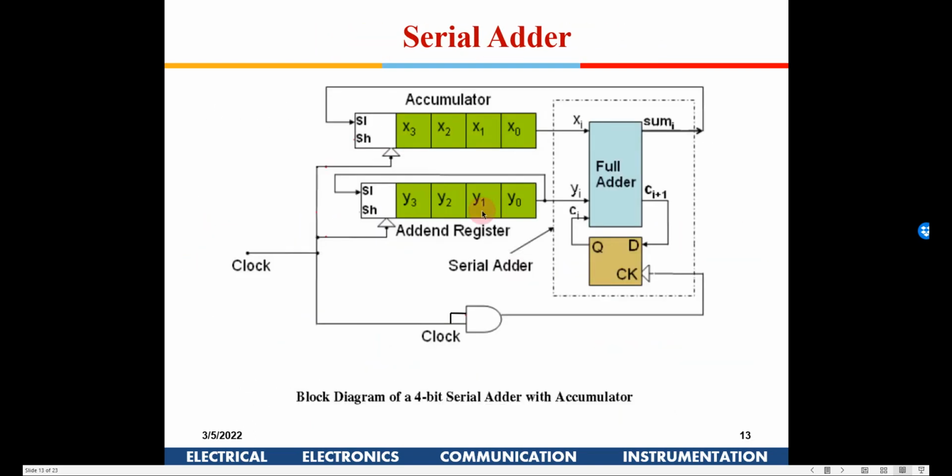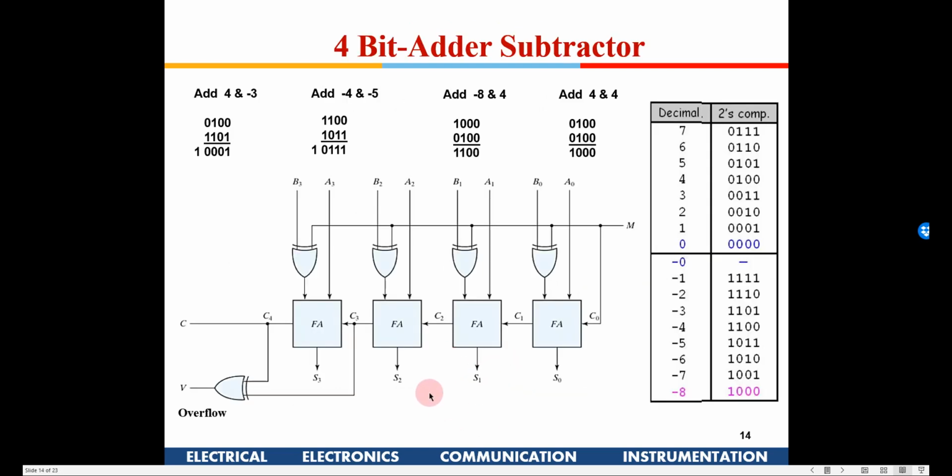Then we have something like this, a synchronous circuit where a clock is required. In this, the hardware is totally brought down. We are just using a single full adder. So these are all various kinds of architectures for an adder. You can also have an adder subtractor.